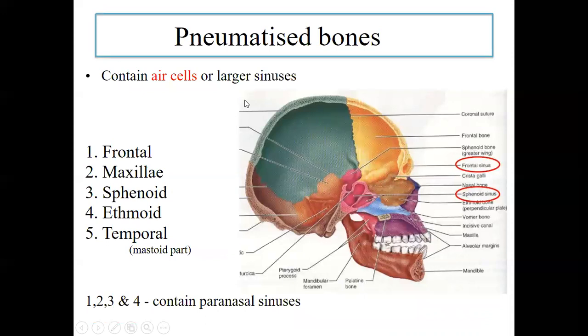Okay. Now we're going to proceed to the next slide. Pneumatized bone. Okay. Pneumatized bone contains air cells or larger sinuses. So we have the frontal, we have the maxilla, we have the sphenoid, we have the ethmoid. And in the temporal bone, we have the mastoid part. Number 1 to number 4 contain the paranasal sinuses. The paranasal sinuses are larger spaces. But the mastoid part of the temporal bone contains small air cells.